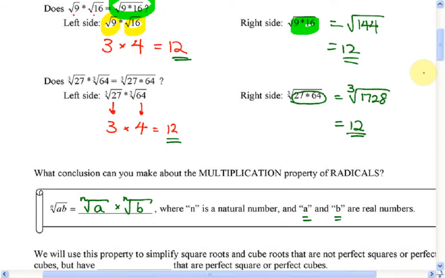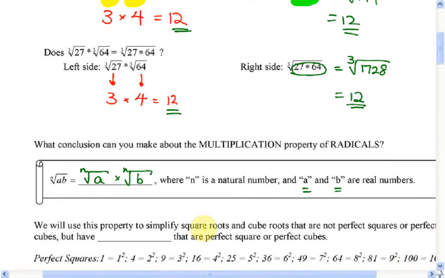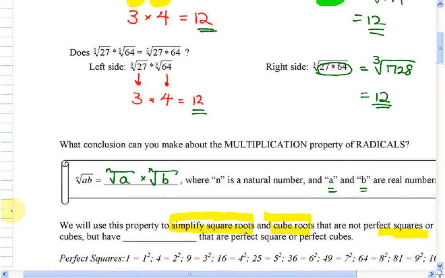Now, this property is going to come in very handy today because we're going to use it to simplify square roots and cube roots that are what we call not perfect squares. Remember last day when we talked about numbers that were not perfect squares? For example, here's a perfect square root, root 4, but here we have root 12, that's not a perfect square. We know root 4 was equal to 2, but what's root 12 equal to? Last day I just told you to use your calculator to get a decimal. But today let me show you how to simplify these and make them look a little bit nicer.